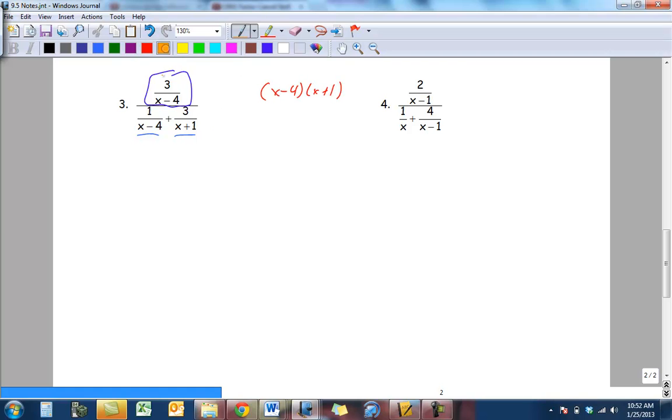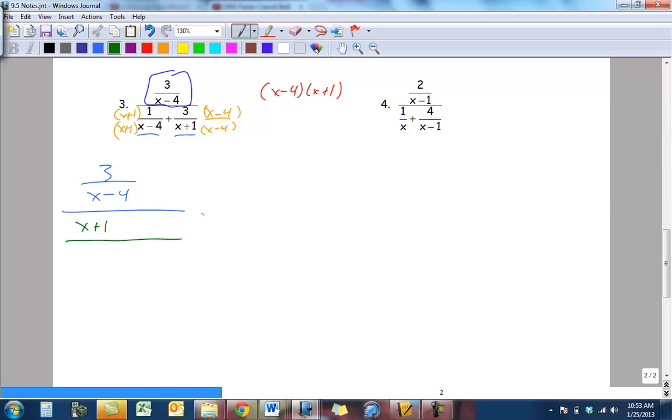In which case, this is missing an x plus 1 on top and bottom. And this is missing an x minus 4 on top and bottom. So the top remains the same. 3 over x minus 4 over, this is going to be x plus 1.